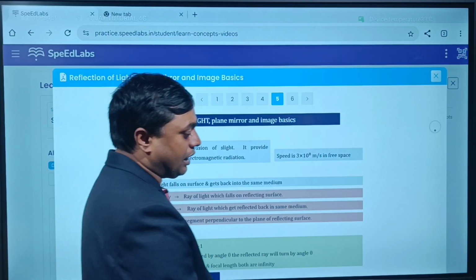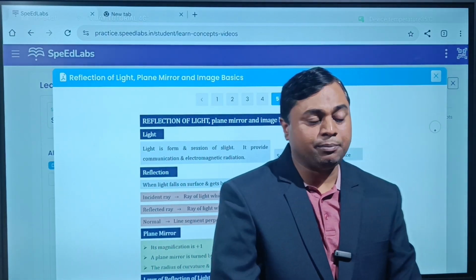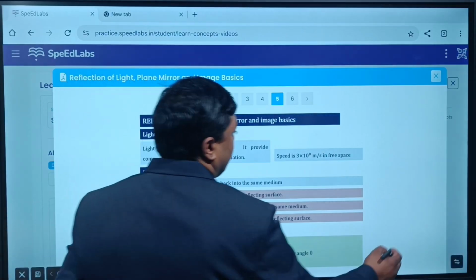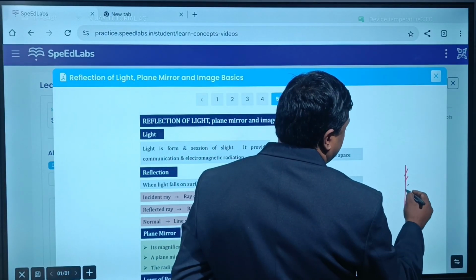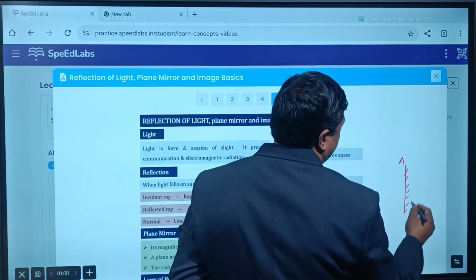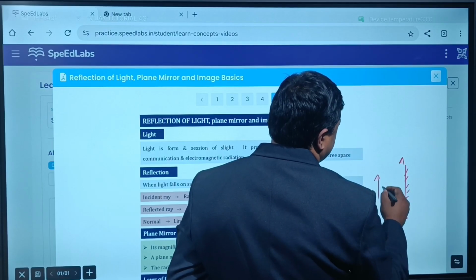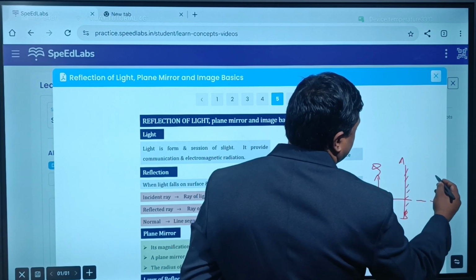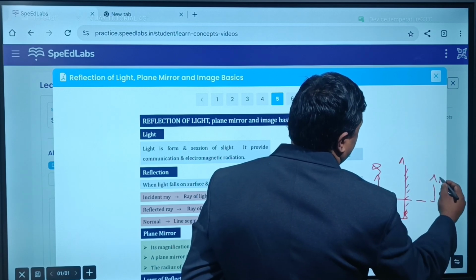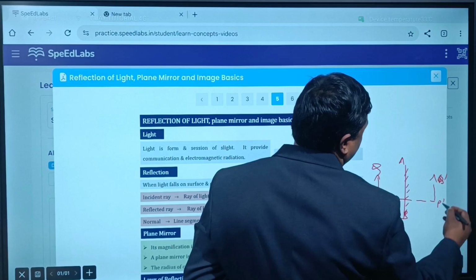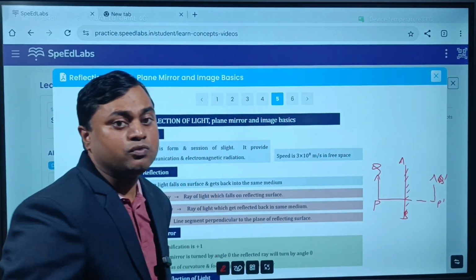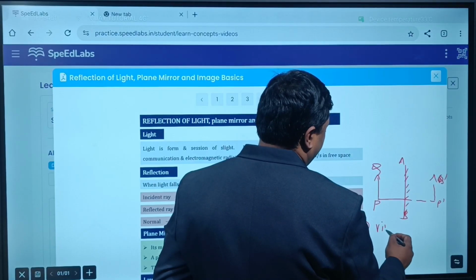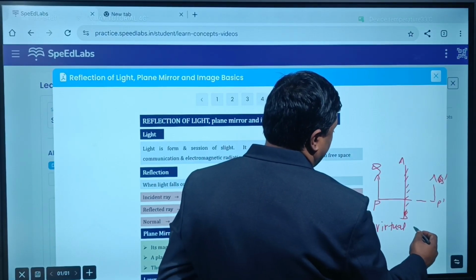You should also know the characteristics of the image formed by a plane mirror. Let's see, a plane mirror is there. Let's take AB as the plane mirror, and here one object is there. PQ is the object. The image is formed behind the mirror. How is the image? Virtual. So Q' and P' image is formed. Remember one thing: the image formed by a plane mirror is virtual and erect. Which type of image is formed? Virtual and erect.